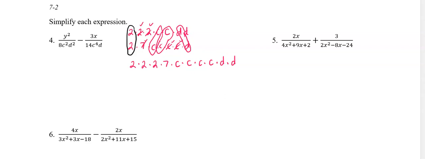Okay, so 2 times 2 times 2, this is 8. Times 7, that's 56, and then C to the 4th power, D to the 2nd power. All right, so let's set this up. 56, C to the 4th, D to the 2nd.